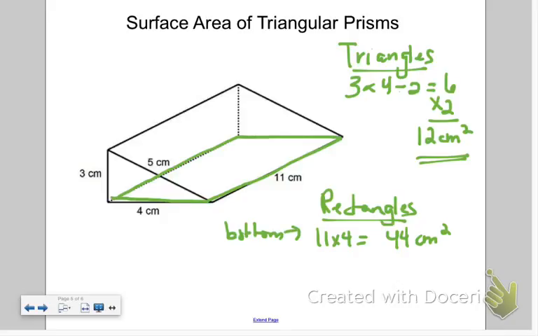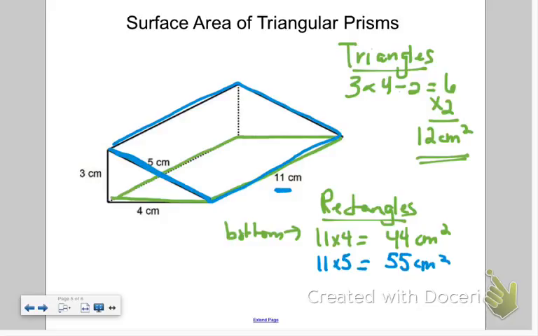Let's see, we also have a rectangle on the right side. So here's the one that looks like, I guess, top right, you could say. This rectangle right here. This one still has that length of 11, that's not changing, but the width of it is now 5. So we have to do 11 times 5, which would be 55 square centimeters for that rectangle. I'll say top right.